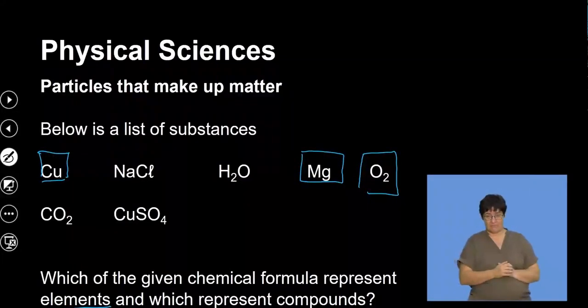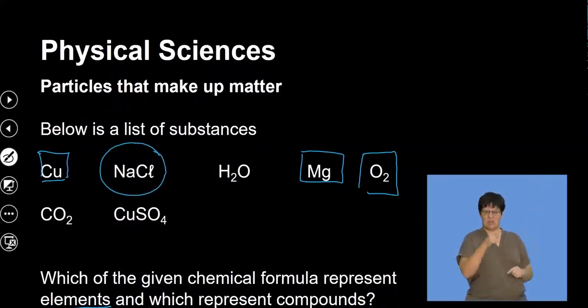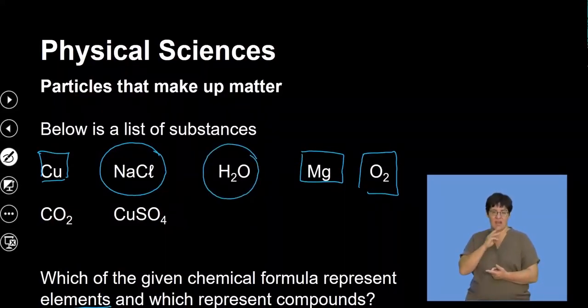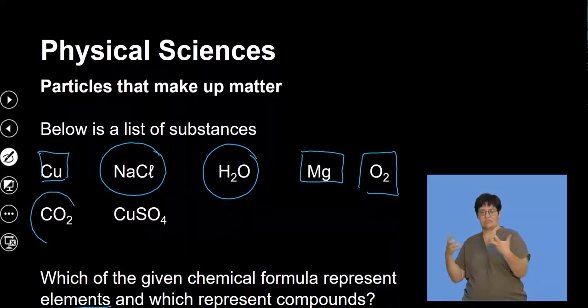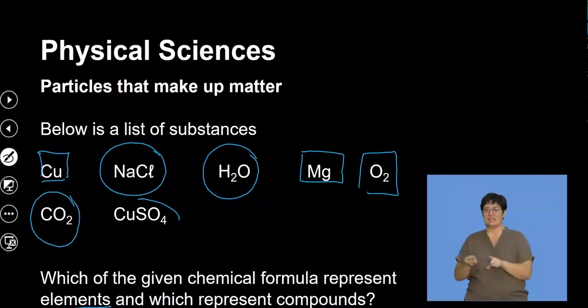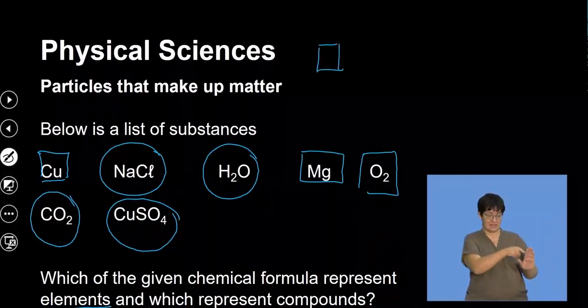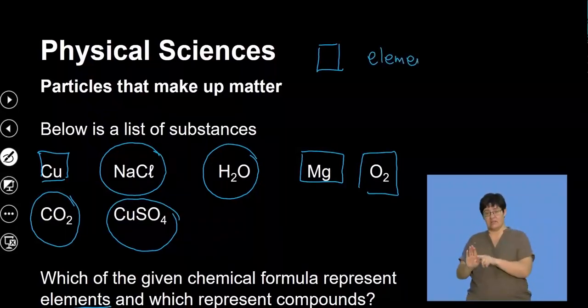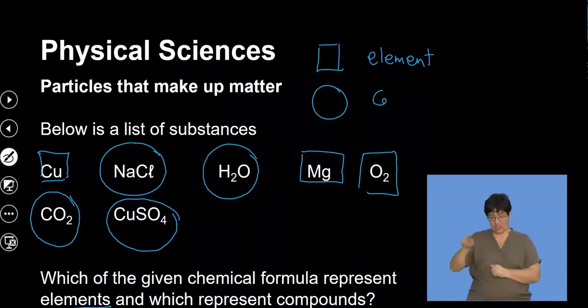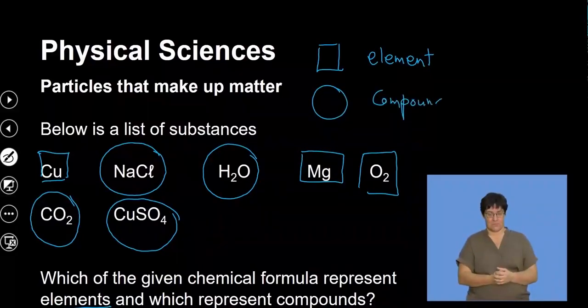Now, let's look at compounds. Just for distinction, we'll circle the compounds. What's so special about sodium chloride? This consists of two atoms of different kinds that are chemically bonded. So this is a compound, while water is another example of a compound. And again, we can also say carbon dioxide is a compound, while copper sulfate is another compound. Those that we've put in blocks are our elements. So our key is such that this would represent an element, while that would represent a compound, the chemical formula for compounds.